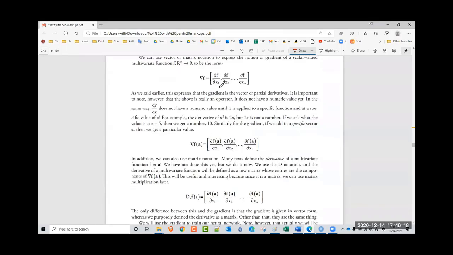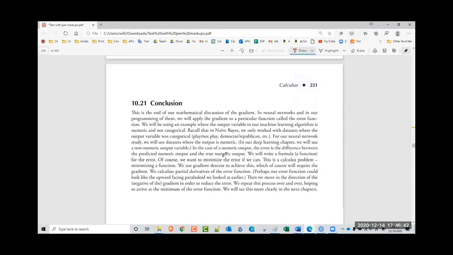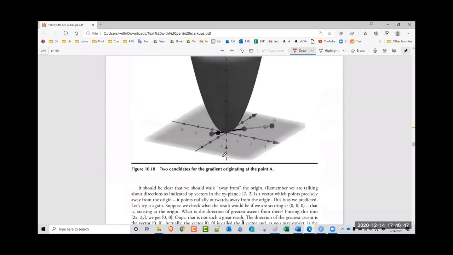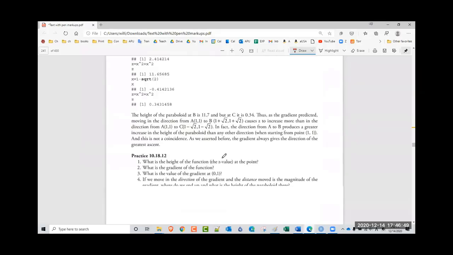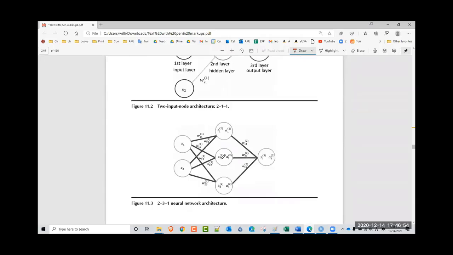So here, remember, we talked about the gradient. Here it is. That's the gradient. And there it is. Anyway, that's the end. So we covered basically everything, so you should be able to do this chapter. And then in the next chapter, we finally get to doing neural networks. So we're going to cover these things.